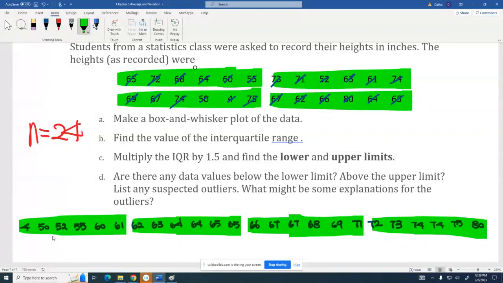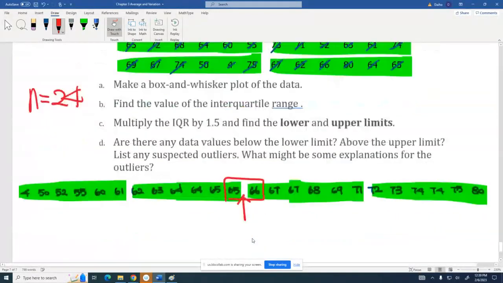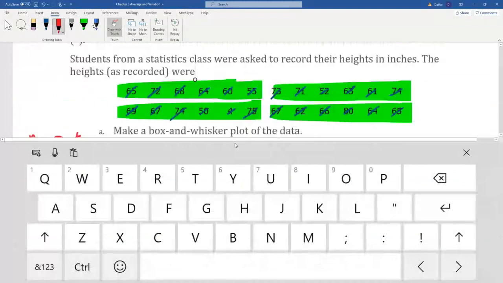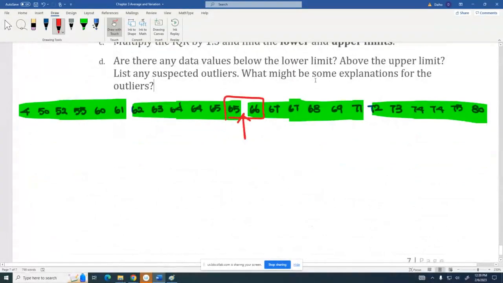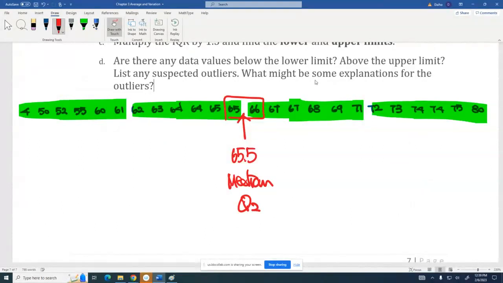I put them in order. Even number, 24. Then where is the median? Between 65 and 66. We take the two values in the middle and take the average. Right? How much will be the median? So 65.5 will be the median and the second quartile.